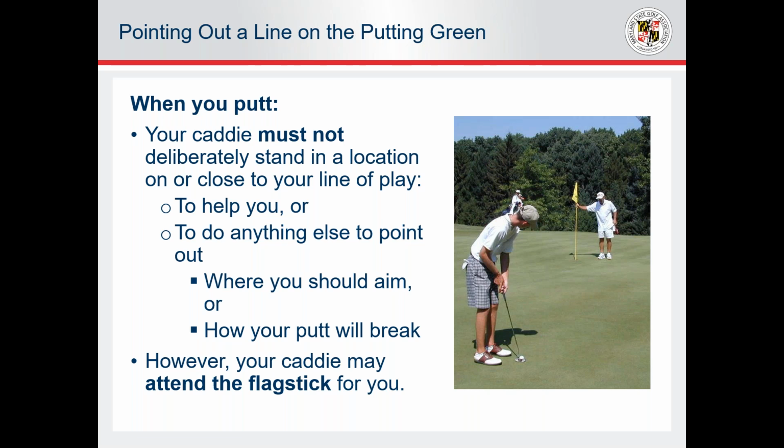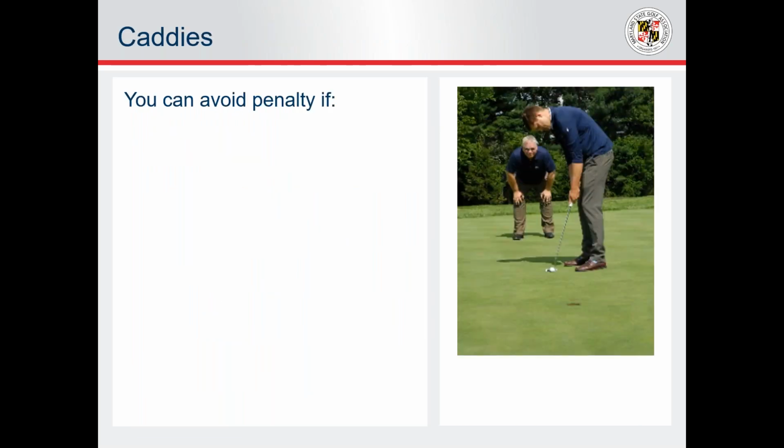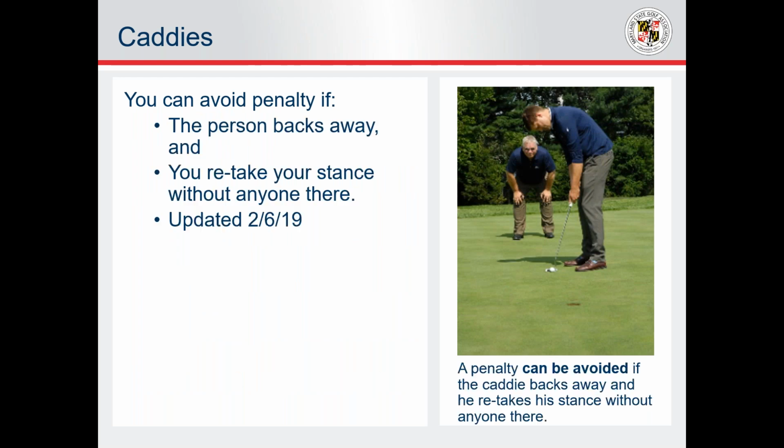What's interesting about this rule is that if the caddy here were holding the flag stick and told the player, hey, aim at my right foot, that's okay. But if the caddy were to move his foot and say, hey, aim at my right foot, now we've got a penalty. So any deliberate movement by the caddy to help the player aim would not be okay. So you've got to be careful there, but understand that the rules allow the caddy to attend the flag stick for you.